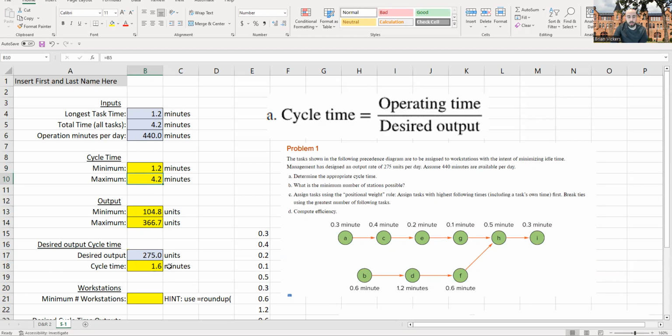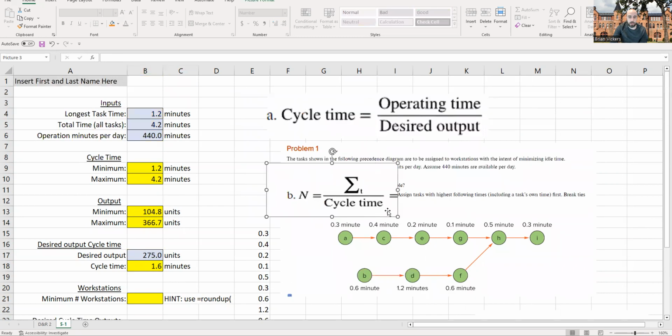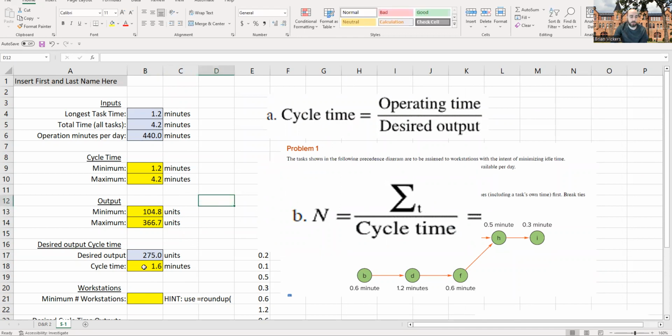Now, how many workstations would I need if I wanted to get 275 units in a day? Our number of workstations formula is right here. Number of workstations is equal to the sum of all task times divided by the cycle time. The capital letter sigma always means sum, and in this case the formula is referring to all the task times. We're going to divide it by the cycle time that we have deemed appropriate, which is 1.6.